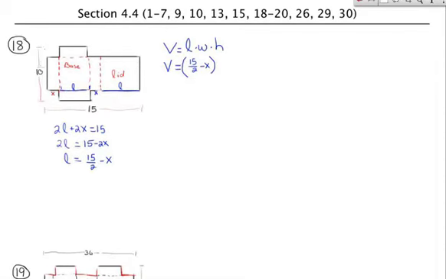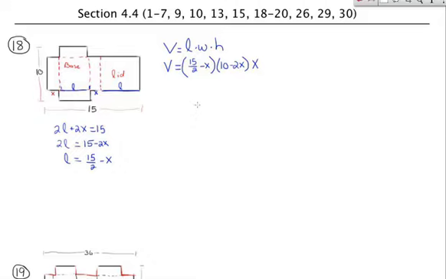Your width will be easier. It's just 10 minus 2x. And then your height of the box will again just be x. And so then as you go through the problems, part A, write a formula for the volume of the box. We're going to want to distribute and clean this up, but we've done that.